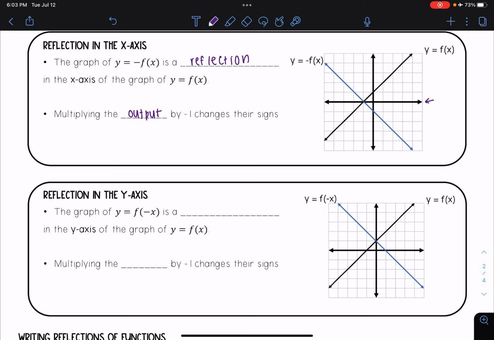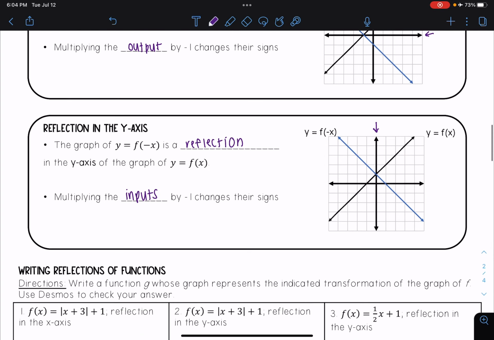And then a reflection in the y-axis is the graph of y equals f of negative x, which is a reflection in the y-axis of the graph y equals f of x. So here we are multiplying the inputs by -1. And so we see here that my black line is just reflected across my y-axis to get my blue line. So for a reflection in the x-axis, we are multiplying the output by -1. For a reflection in the y-axis, we're multiplying the input by -1.